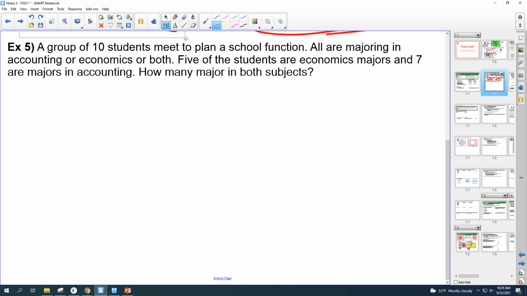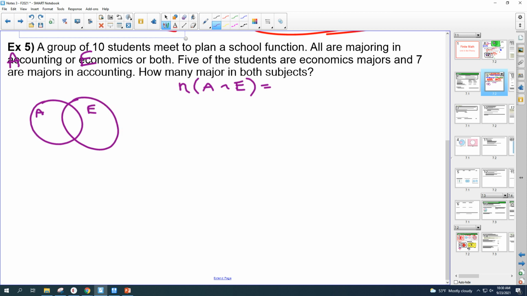So how many major in both subjects means we want the number that are in, what do we have? We have accounting and we have econ. I see 2 sets. So major in both subjects, I would say that as A and E, like that. That's what I'm trying to find, the number in accounting and econ. So what we could do is draw out a Venn diagram maybe. When in doubt, a Venn diagram is usually going to work.